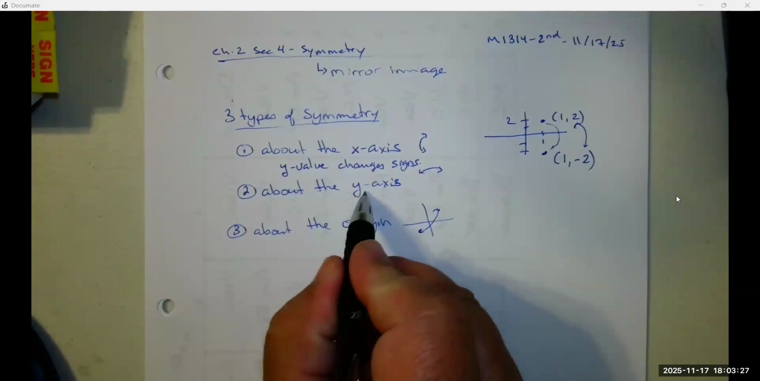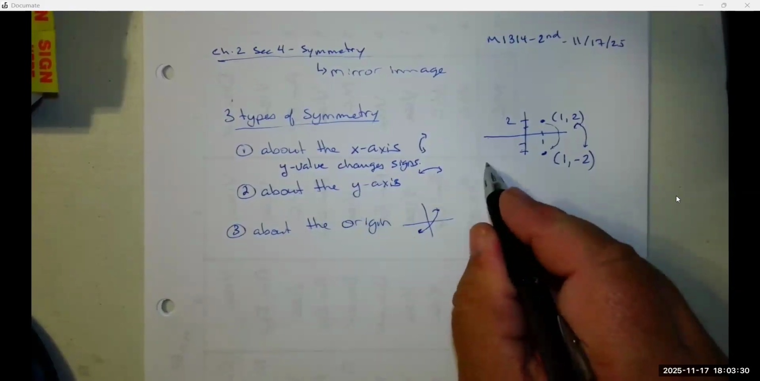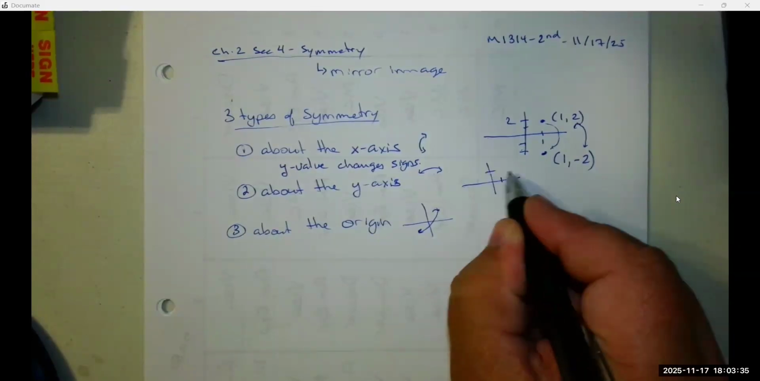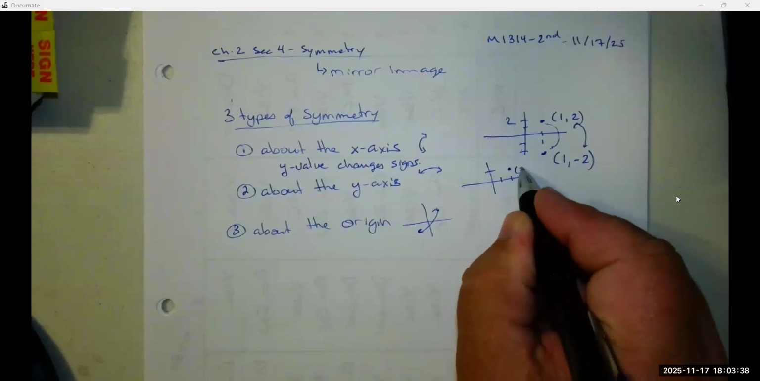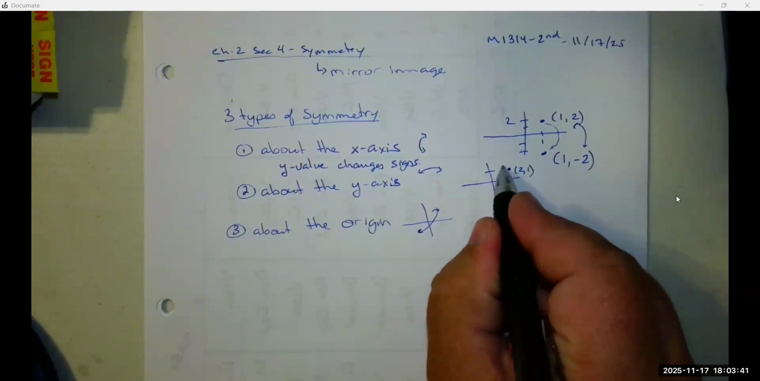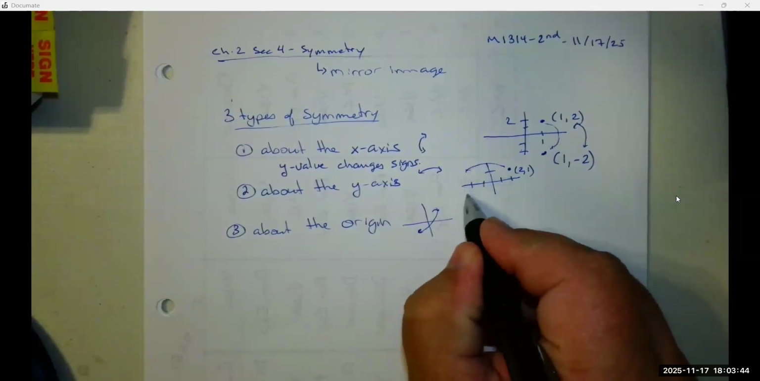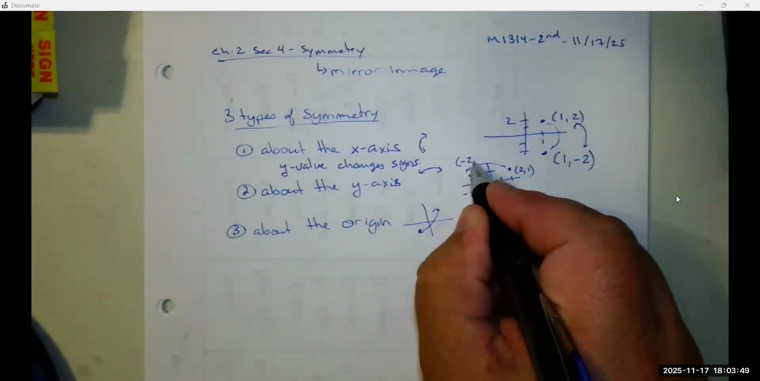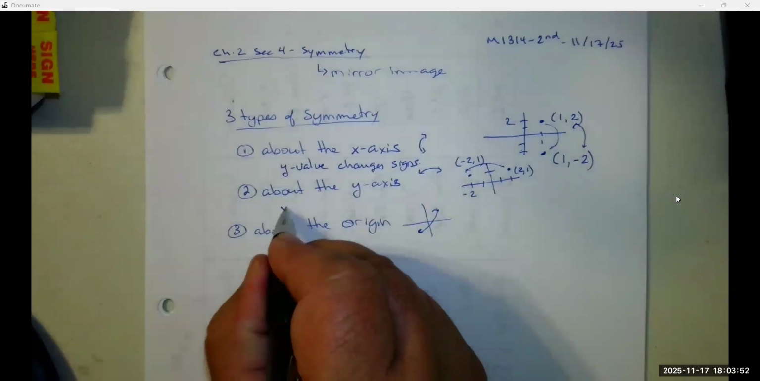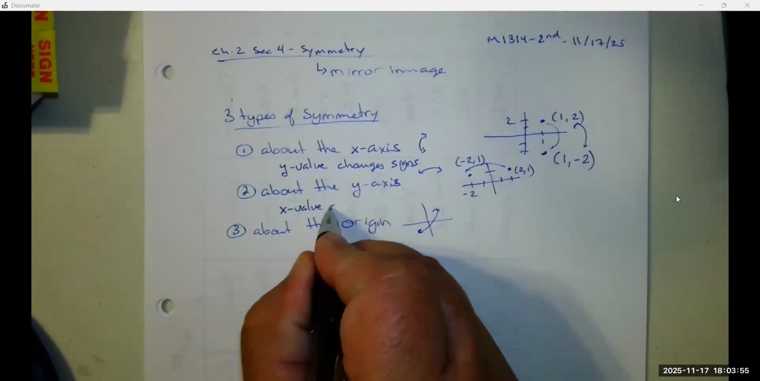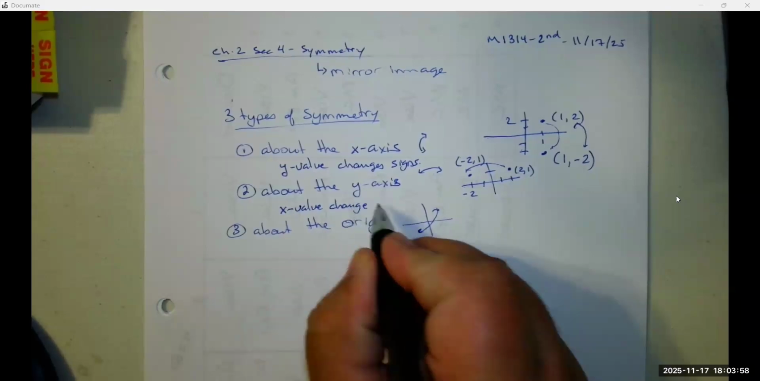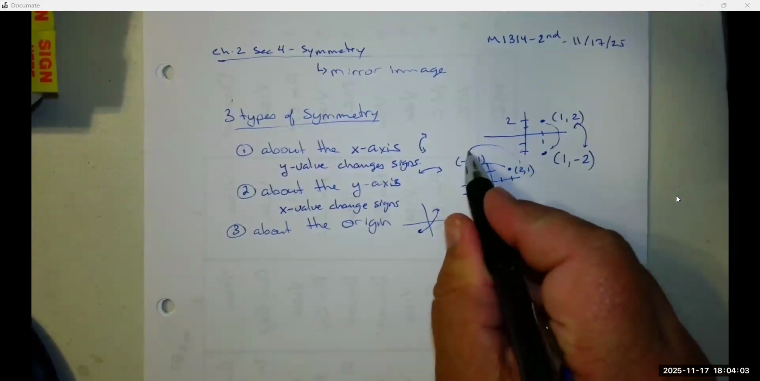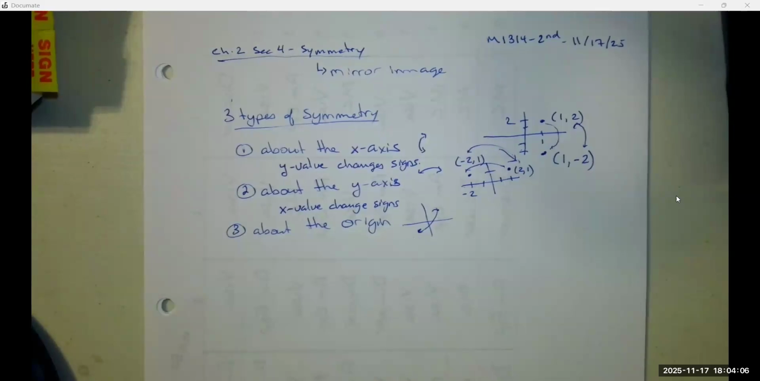To be symmetric about the y-axis, we have a point here at 2, 1. To be symmetric about the y-axis, it has to go to -2, 1. So the x values change signs. So it goes from +2 to -2 and vice versa. The x values change.